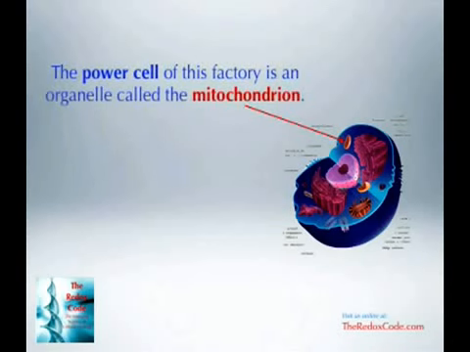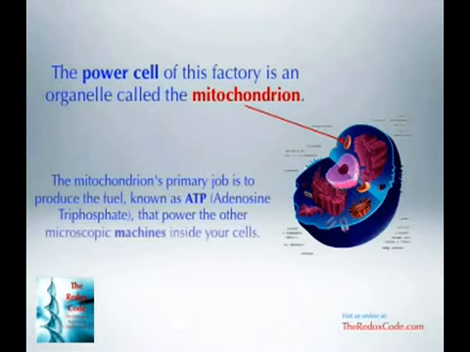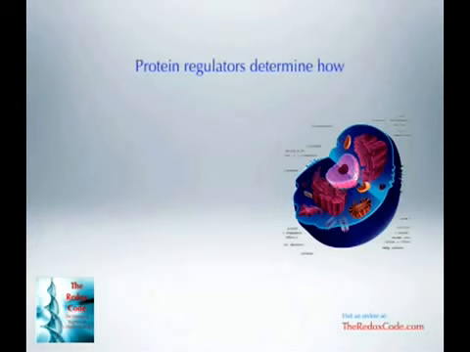Now, the power cell of this factory is an organelle called the mitochondrion. And the mitochondrion's primary job is to produce the fuel known as ATP, that's adenosine triphosphate, that powers the other microscopic machines inside your cells. And protein regulators determine how much ATP fuel is used and when.